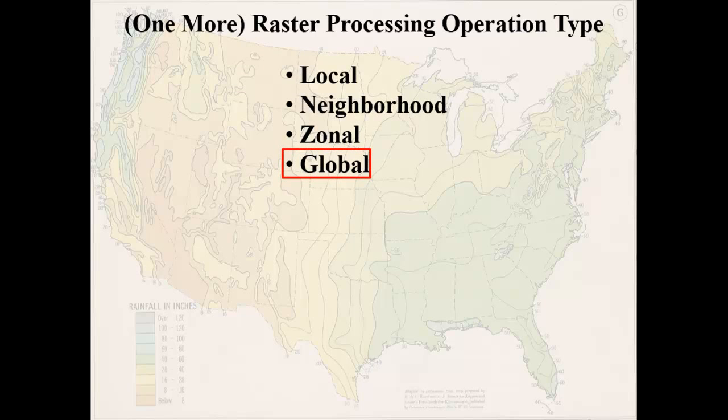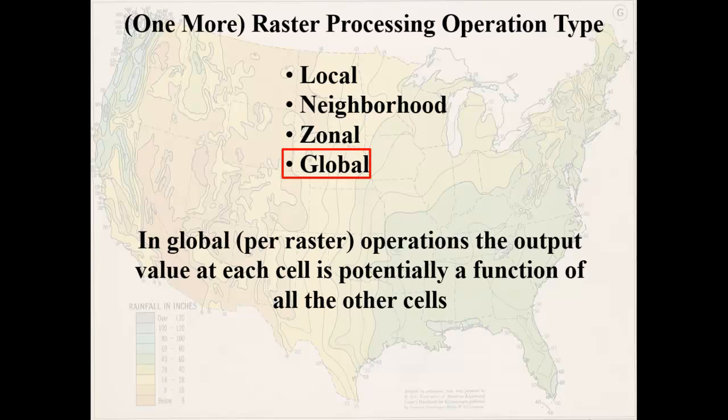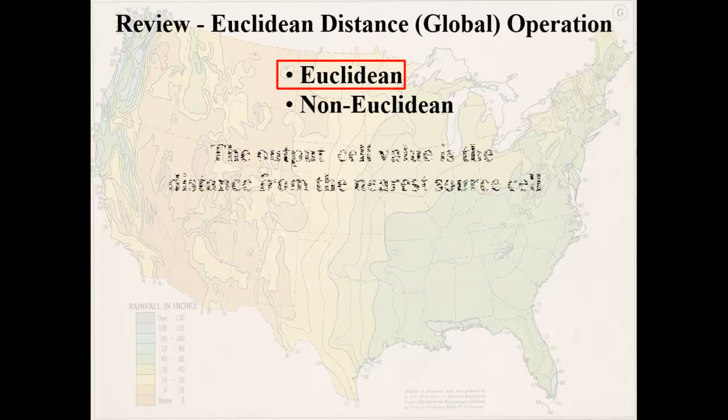There's one more processing type I need to cover, and that's called global. In a global processing operation, the output value at each cell in a raster potentially depends upon the value of all the other cells in the raster. I've already talked about one of these, and that was distance. Euclidean distance, kind of the equivalent of a vector buffer, is actually a global operation. So if you have one source cell that you're interested in and you do Euclidean distance, it's going to go through the entire raster and calculate the distance from that raster to the source cell. So that's a global operation.